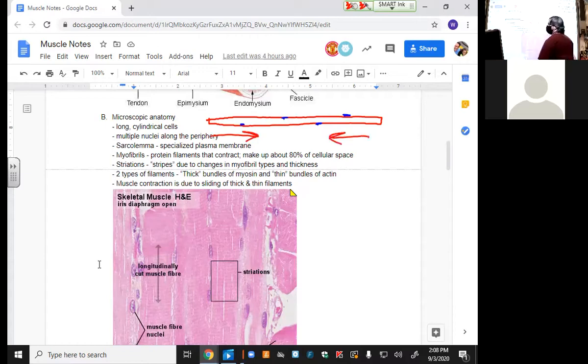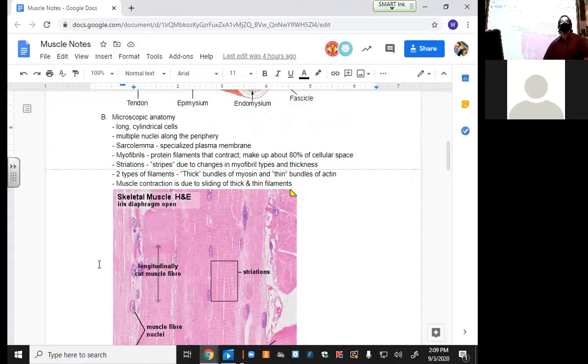If my nuclei were stuck here in the middle, what would happen to them? They get pushed in one spot and then they go back. Sort of. They get squished. You want your nuclei on the edges so that when you get smaller, they can just slide along the sides instead of getting squished in the middle. So nuclei on the periphery so they don't get squished, and multiple ones so that you have lots of instructions for making the protein, because that's what these muscles are.